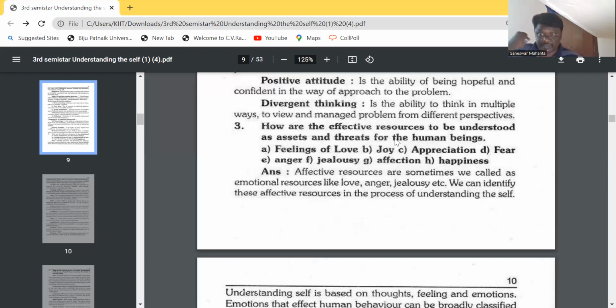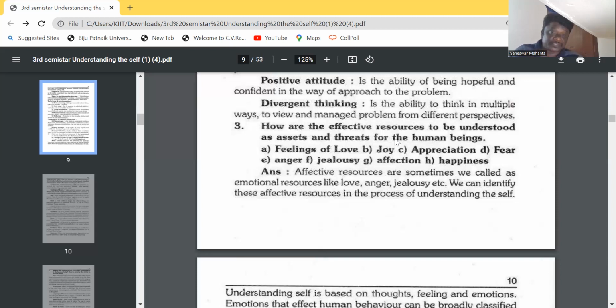Anger is also an affective resource, when something is not going the way you want and you go into angry mode. Jealousy will come in different ways, like competition between two persons for a single thing. These are emotional resources: love, anger, jealousy, etc. We can identify these affective resources.